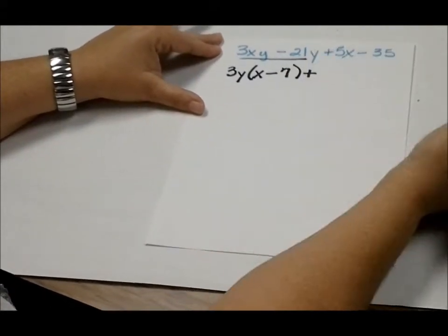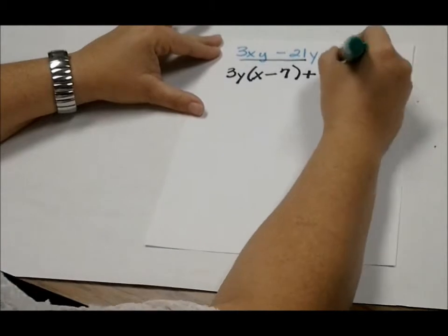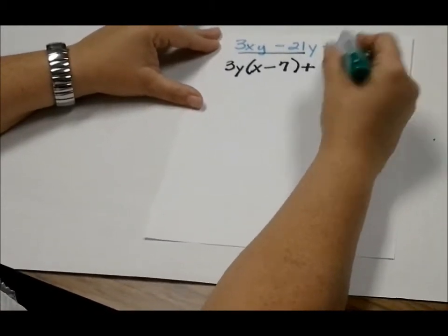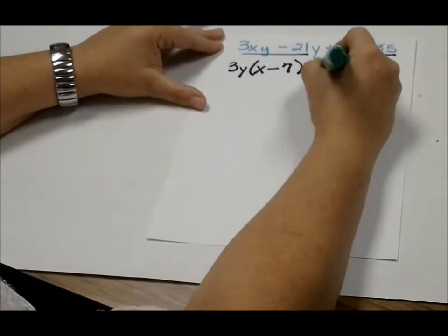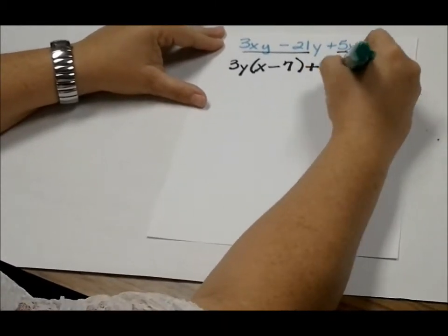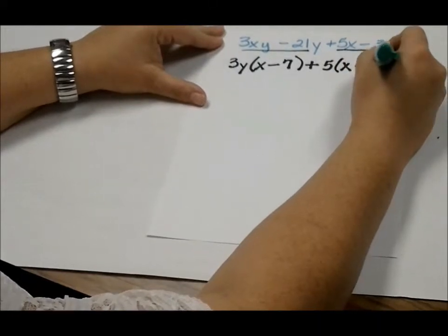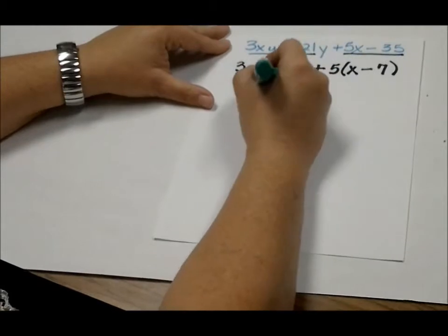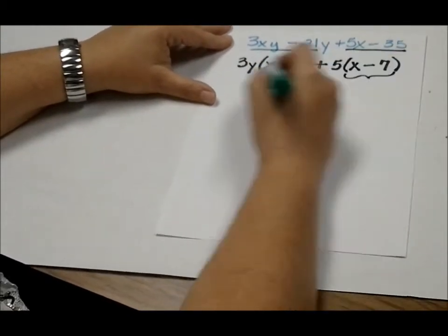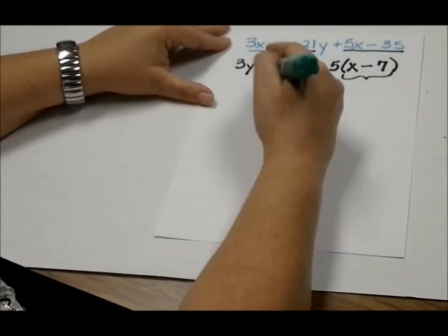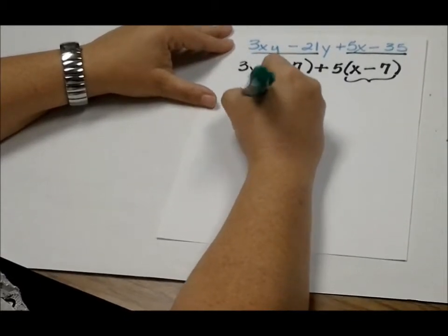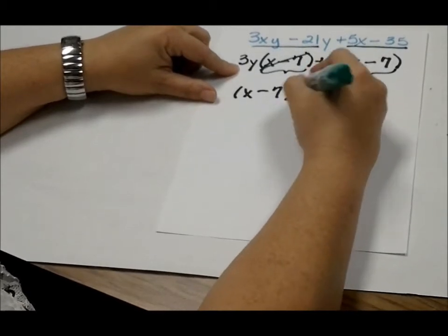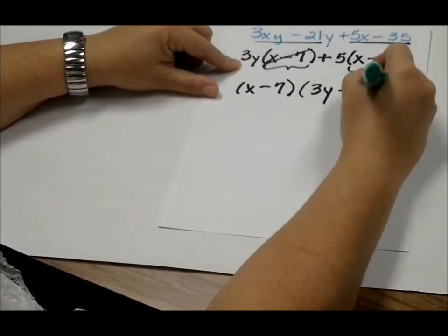Then I always have my students put a plus. We look at this and decide what is it that's common to these. And I'm going to take out the 5 and be left with x minus 7. And this is what I was talking about. This is a second chance to do greatest common factor, because this factor is common to both of these. So I'm going to take out the x minus 7, and when I do that, I'm left with 3y plus 5.